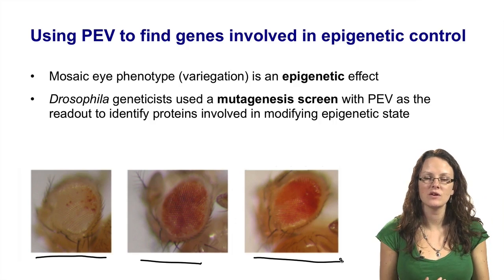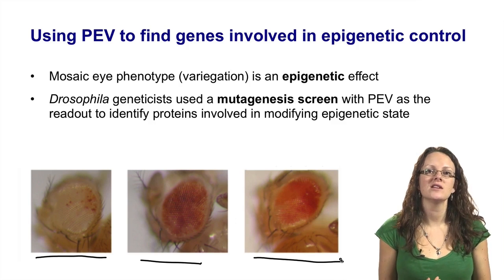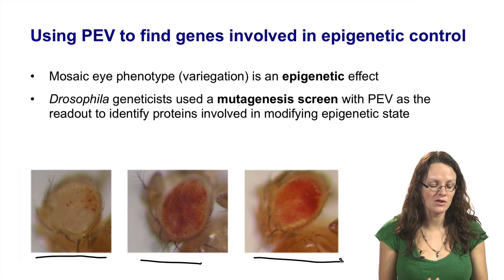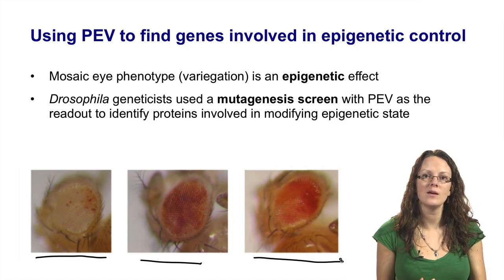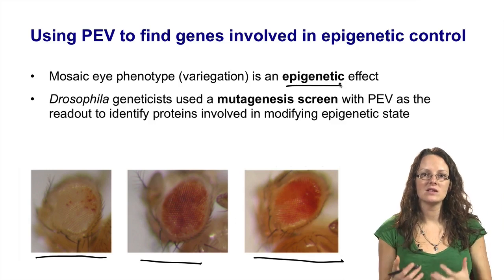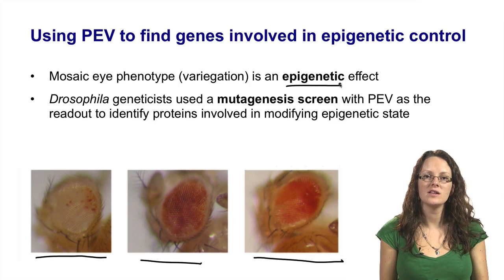In this case, it's because there have been mutations in other genes that are important in position effect variegation, so in epigenetic modifiers, in fact. What Drosophila geneticists did 20 or 30 years ago was take this mosaic eye pigment phenotype, this position effect variegation, and they knew that it seemed to be an epigenetic effect. It seemed that this phenotype was determined by the expression of the gene, and it was epigenetic.